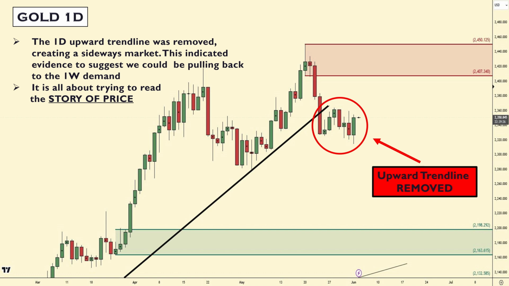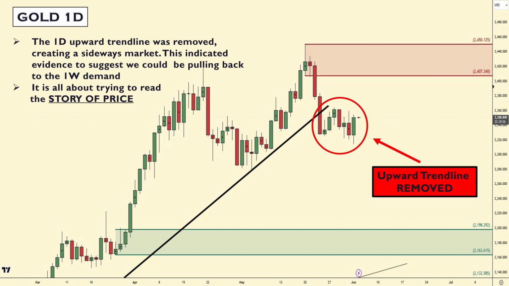talking about earlier. And if you just think about it for a second, how is it possible for price to pull back to a weekly demand zone? Can we have a daily uptrend in that situation? No. The daily trend must change, or the daily must create a downtrend or at least downward momentum in order to reach a weekly demand zone. So why I'm showing you this daily chart is because it's all about trying to read the story of price.